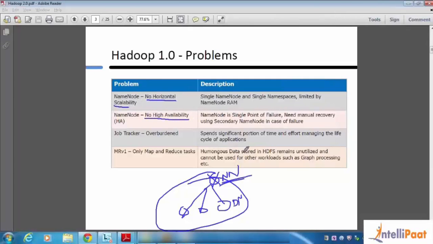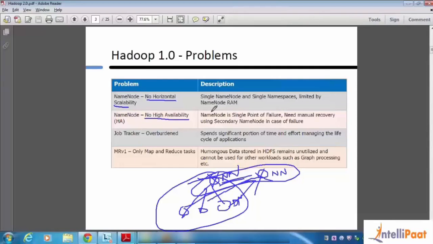Also, there is no horizontal scalability, because Hadoop 1.0 does not have support where I can add one more name node and call it a backup name node, which can be integrated like this. It is not possible. The Hadoop 1.0 framework did not have that flexibility to add one more name node in this architecture. That is why it is called no horizontal scalability. So, a single name node, single namespace, limited by name node RAM. And since you have no high availability, it is called a single point of failure.